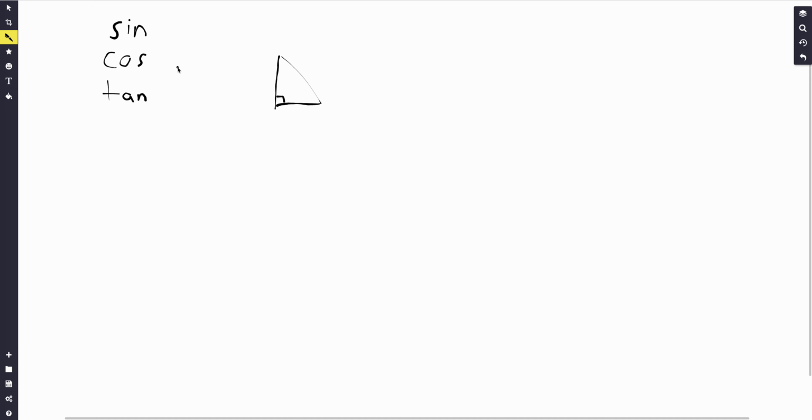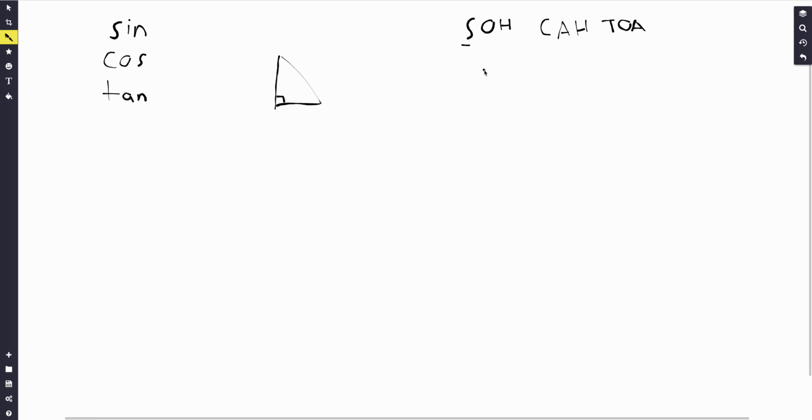I want you guys to know this quick mnemonic before I even talk about sine, cosine, and tangent. It's called SOH CAH TOA. What this stands for: the S here in SOH is sine, the O stands for opposite, and the H stands for hypotenuse.